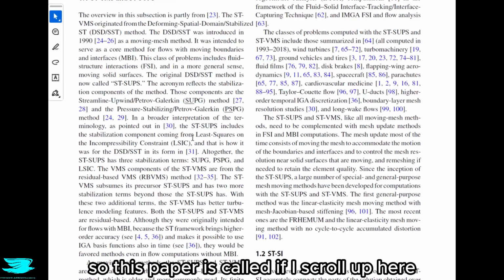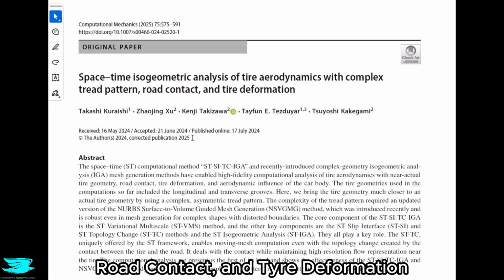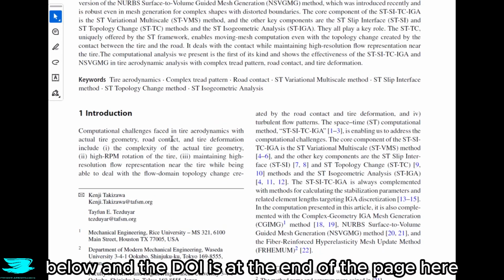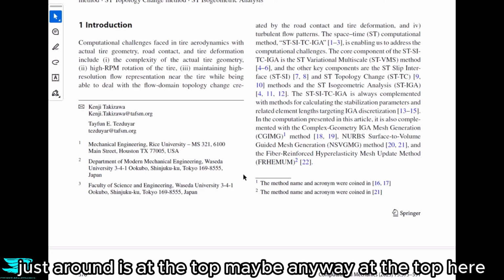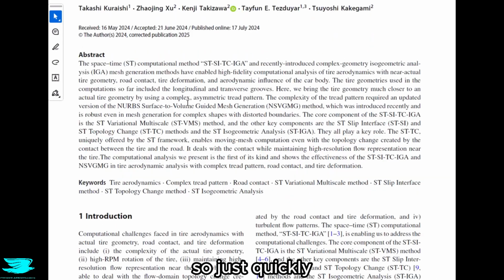This paper is called Space-Time Isogeometric Analysis of Tire Aerodynamics with Complex Tread Pattern, Road Contact, and Tire Deformation. It's open access, so you can find the link below, and the DOI is at the top of the page here.